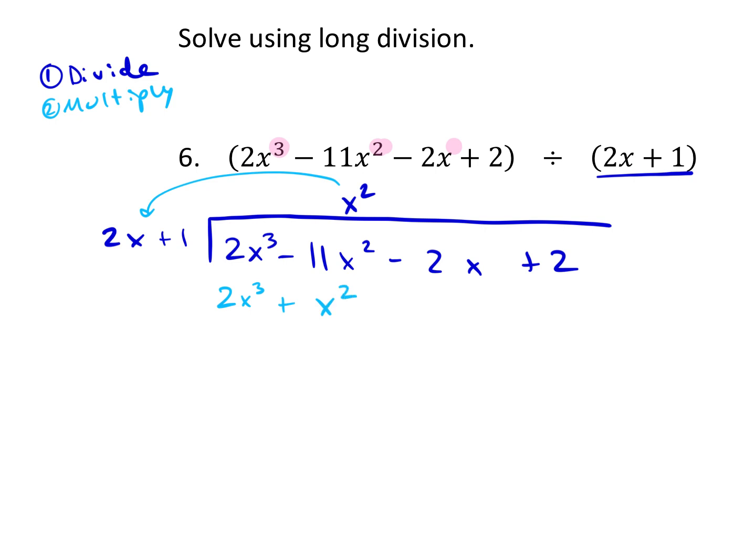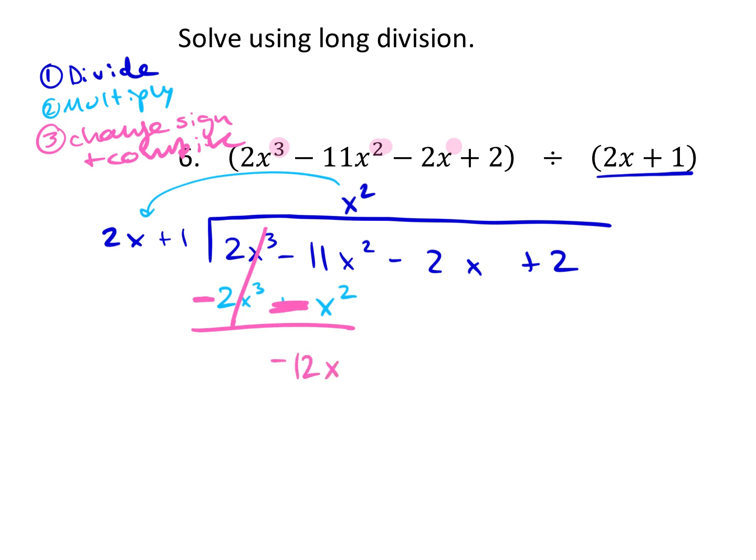What's step 3? Change the signs. Change the signs and combine. So change the sign, combine. The 2x cubes are going to cancel. And then we get negative 12x squared.